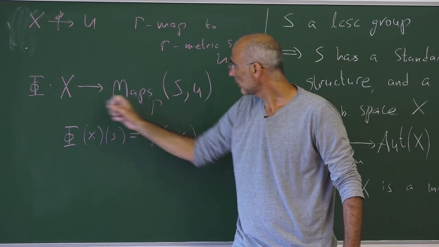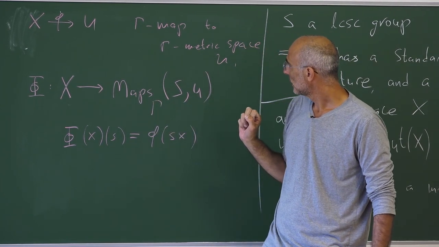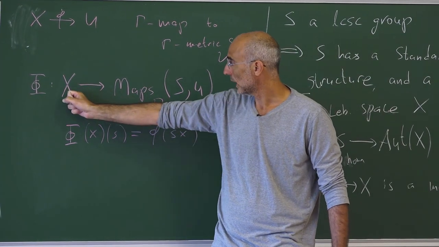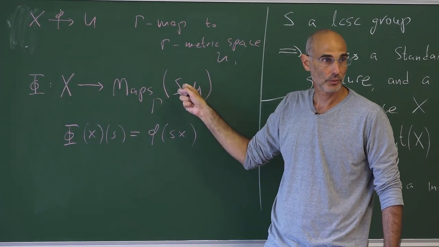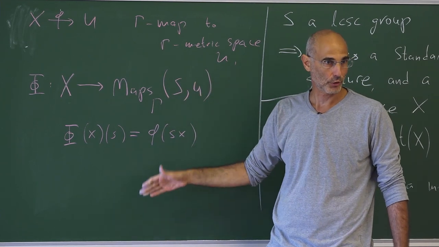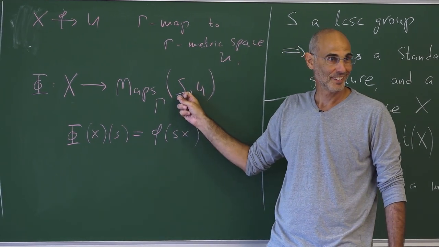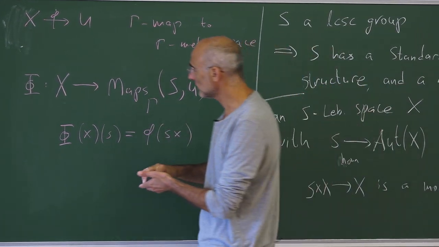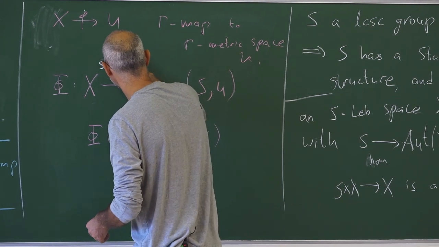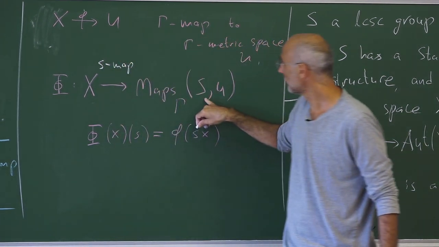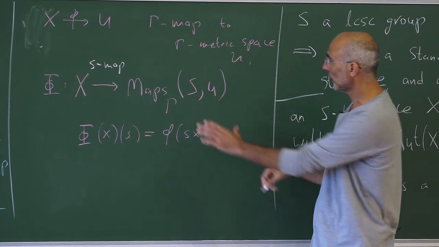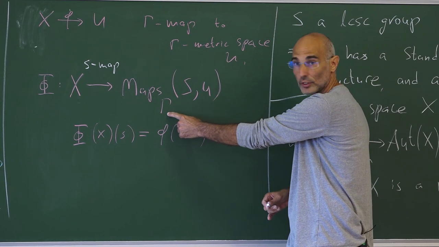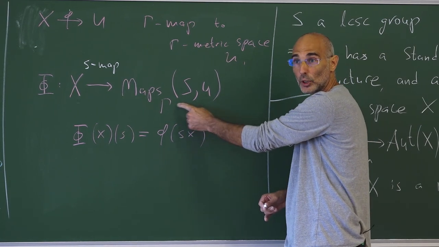Moreover, this map is S equivariant with respect to the action on X and the right action of S on S. I will not check it for you, but there are two side actions on S, so you should check it. So this is an S map. Here I have an S structure. When I look at maps from S to U, I forget the S structure because I don't have it on U, and I have just gamma structure on the other side, and I'm talking about the equivariance with respect to this one.